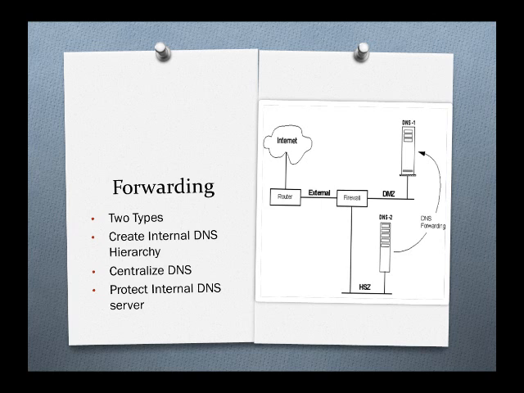And there's a few ways that you can use forwarding. You can create an internal DNS hierarchy. This minimizes the effects of queries on your WAN connection. You can centralize your DNS through forwarding.